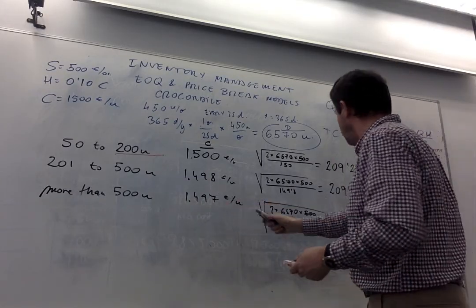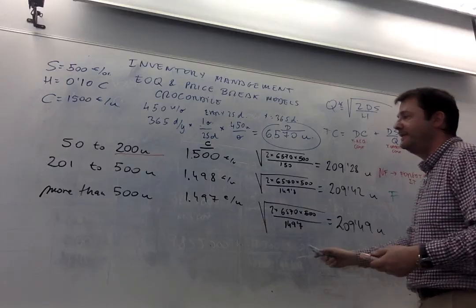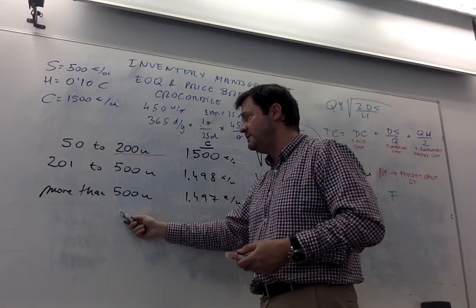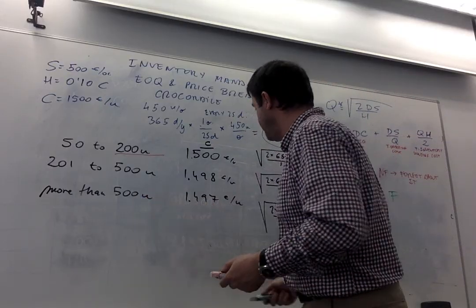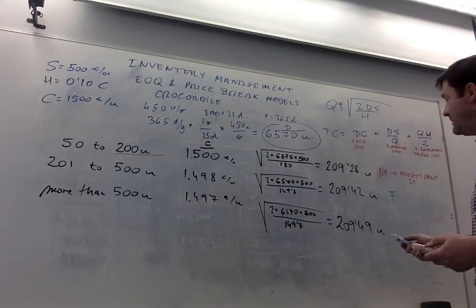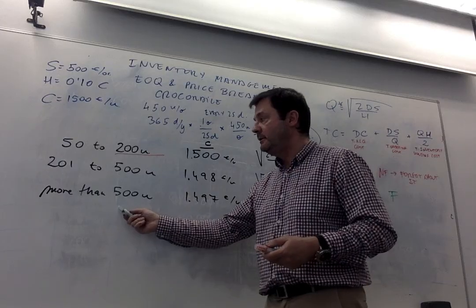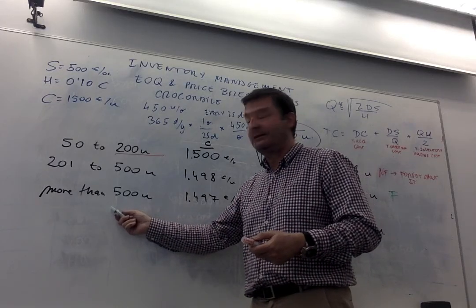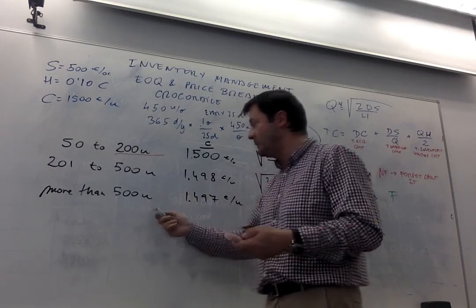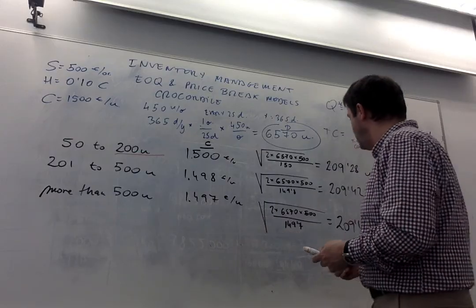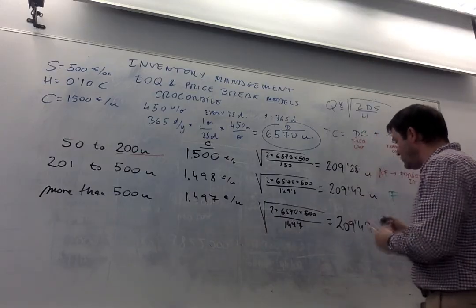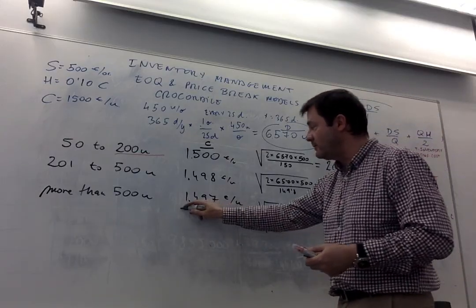What about this? In here we get 209.49. This is not within this range, but it's telling you it's a smaller number than this. So let's take the smallest one in here. Which is the smallest one here? It's 501, okay?